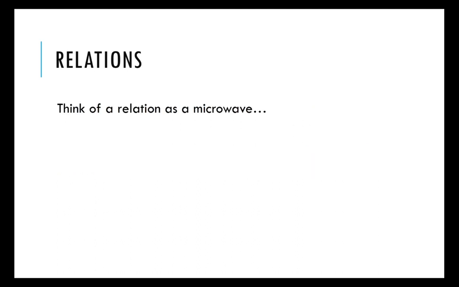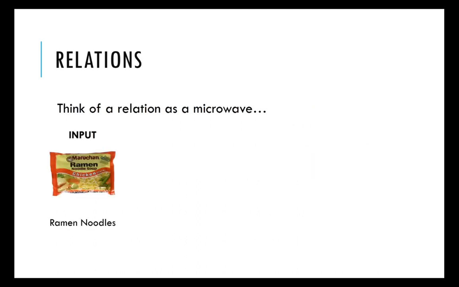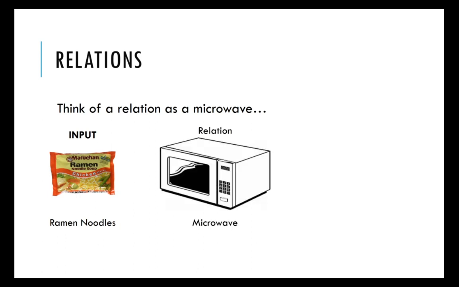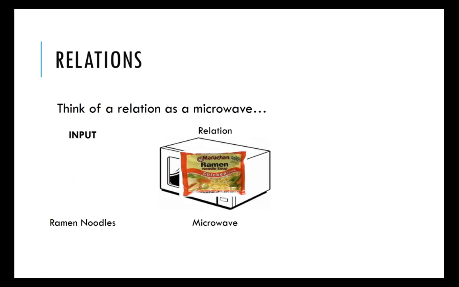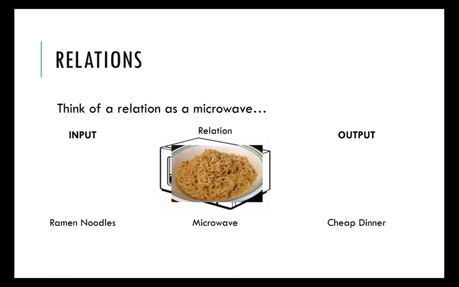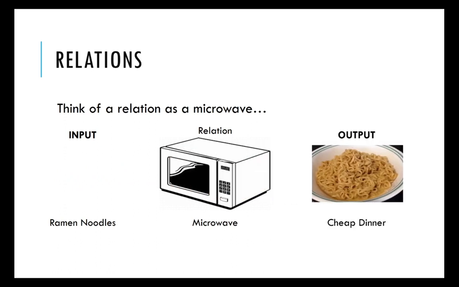You could think of a relation as a microwave. That is, if you have some input, and let's say that input is some ramen noodles, then if you put that in the microwave with the appropriate amount of water, then you're going to get some cheap dinner. Okay, so you have an input, the relation changes a thing, and then you get an output.